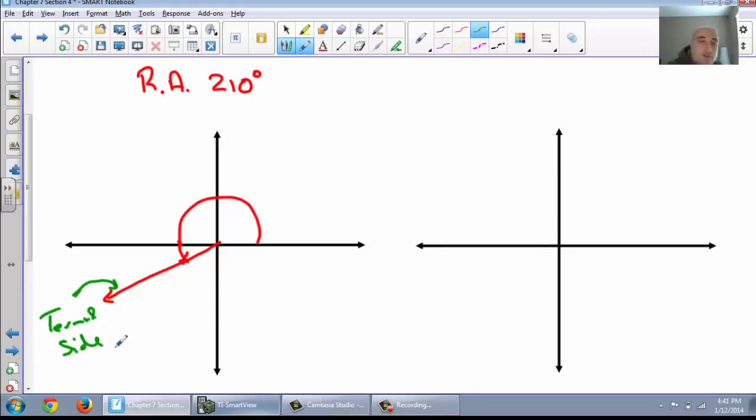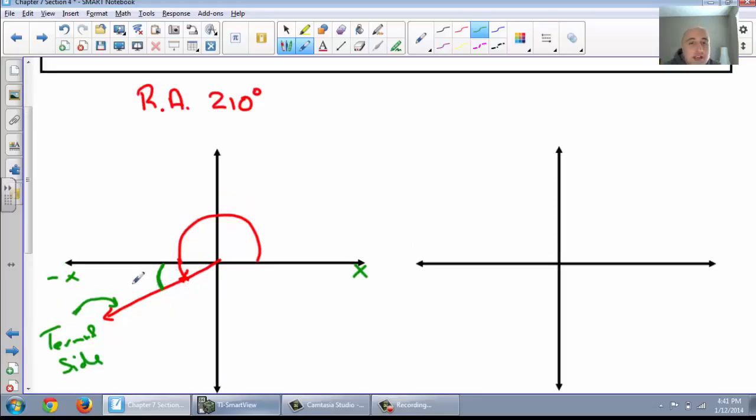It's the distance from that terminal side to the nearest x-axis. And remember, the x-axis is either over here, or here's the negative x on the left. It's the distance from this terminal side to the nearest x-axis. So how much further past 180 am I to get to 210? Basically you do 210 minus 180, and I should get 30 degrees. So my reference angle is 30 degrees. Okay? That's a very important number here.